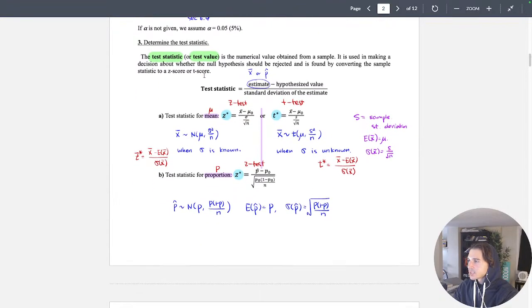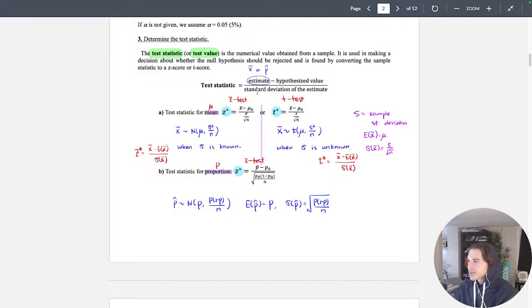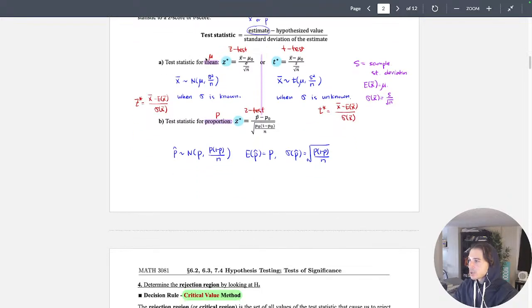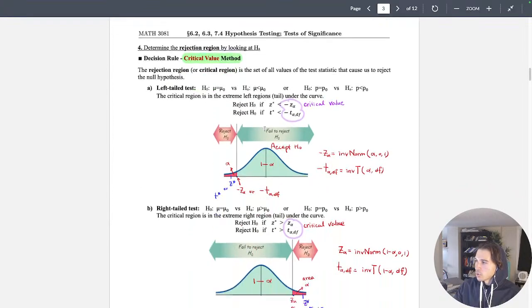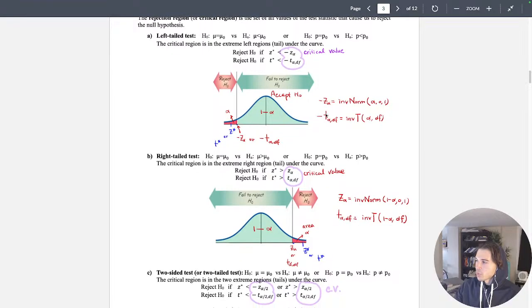Significance level, test statistic: estimate minus hypothesized value over the standard deviation of the estimate. So z star equals x bar minus mu naught over sigma divided by square root of n. For the t-test, t star equals x bar minus mu naught over s divided by square root of n. And you're going to want to do the z-test when sigma is known, and the t-test when sigma is unknown. And then the test statistic for proportion, z star equals p hat minus p naught over square root of p naught times 1 minus p naught over n. Cool. Critical value, inv norm or inv t.